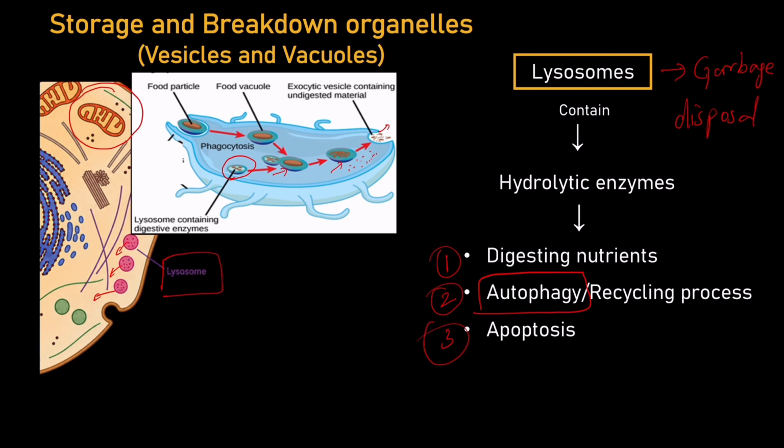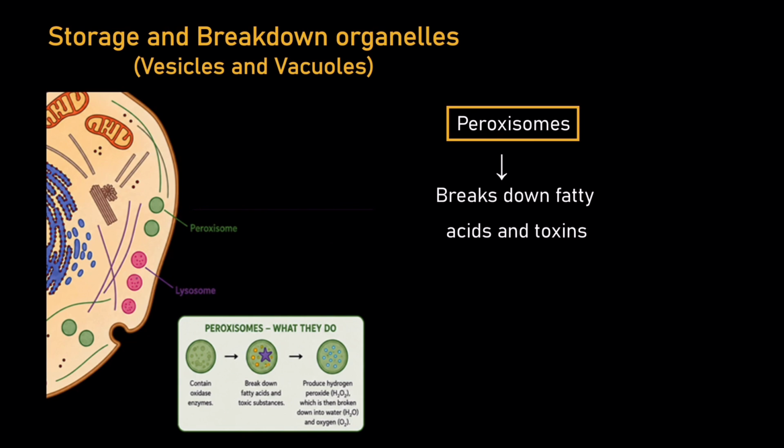The enzymes in lysosomes, remember, work best in acidic conditions. That's one requirement for these enzymes to work. So the next structure in this category are peroxisomes.